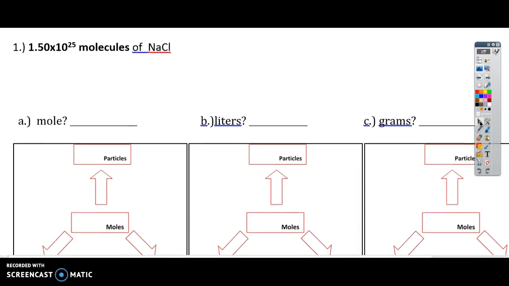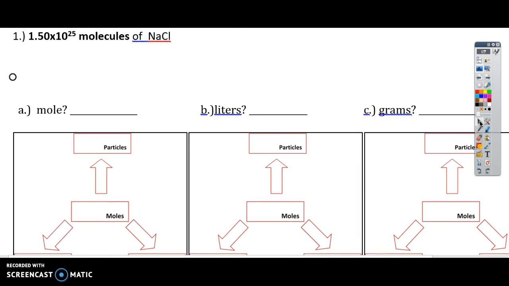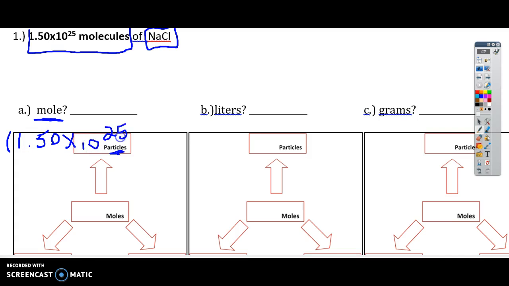The first problem we have here, and I have to zoom in because the tablet is really small. Number 1, our first piece of information is 1.5 times 10 to the 25 molecules of NaCl, and they ask us to find moles. First, let's plug in that information. They give us molecules, which is part of your particles, this top box. That's where we're going to place 1.50 times 10 to the 25th.